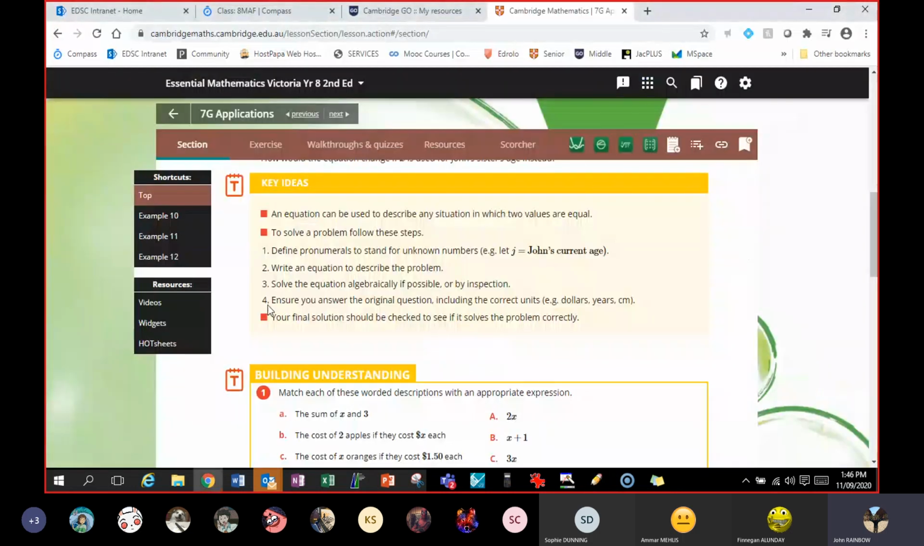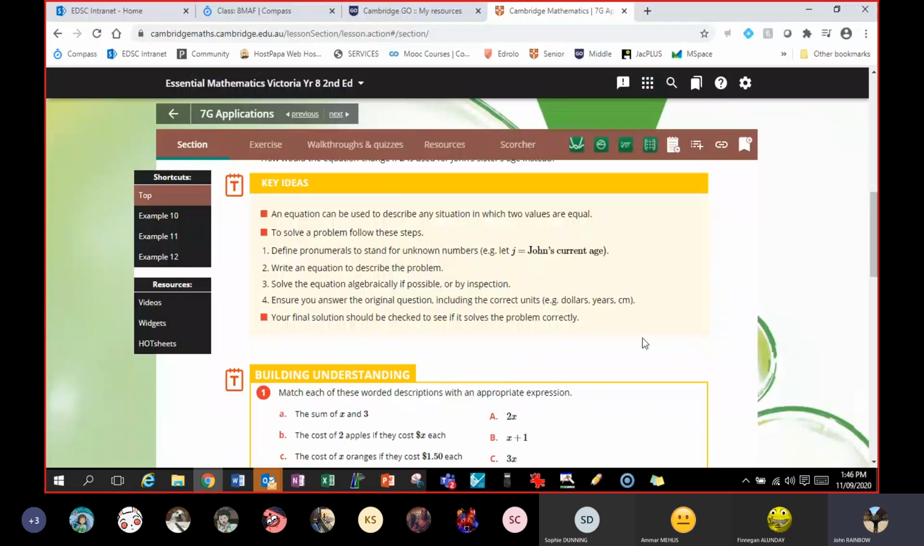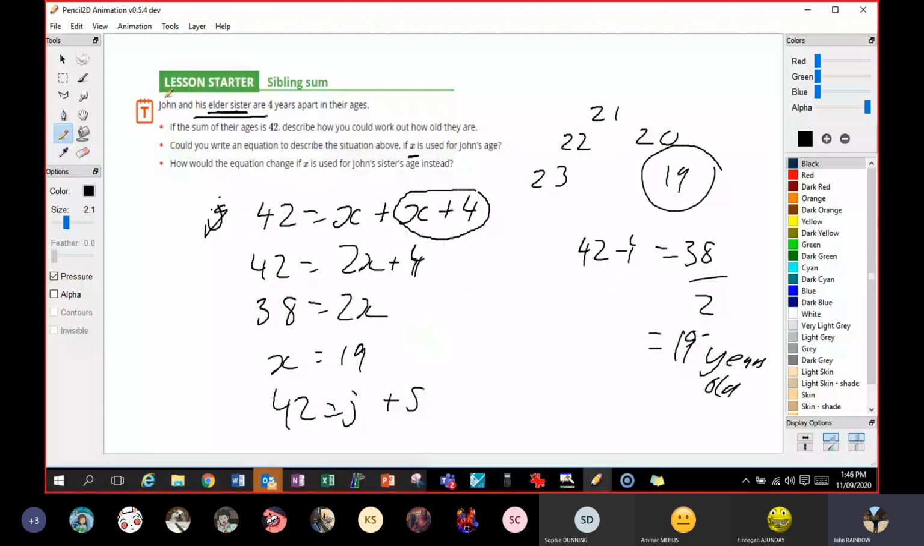That's the other step. Solve the equation algebraically. You can write an equation, but you really want to define just one variable and write everything in terms of it. Then write an equation and solve it. Then see if it makes sense, and make sure you got the right years. So it's 19. John is 19 years old. And see if your final solution makes sense. Well, John's 19 years old. His elder sister is 4 years apart, and she's older, so she'll be 23. 19 plus 23, hey, it's 42.